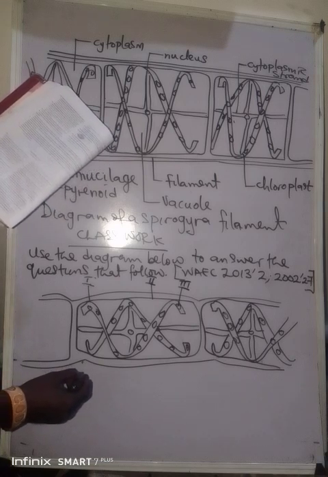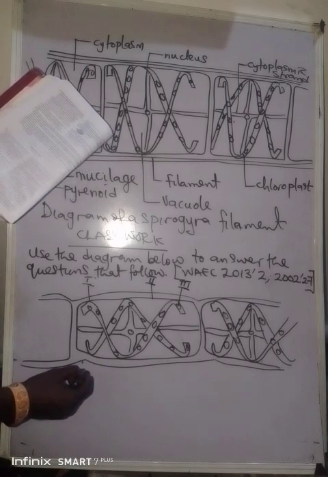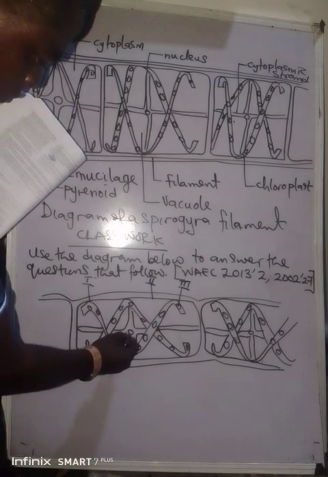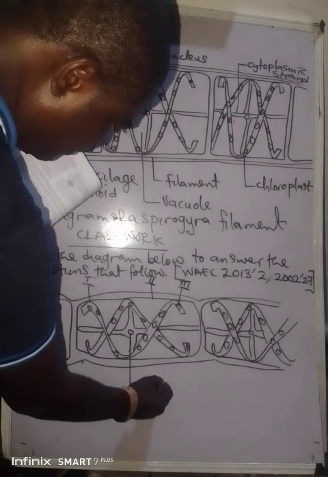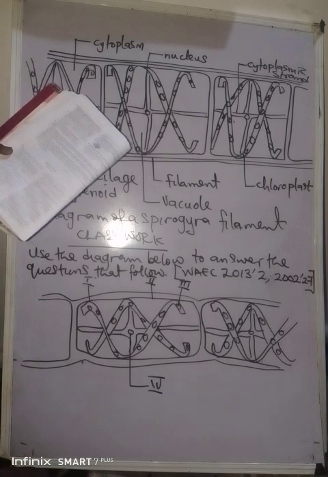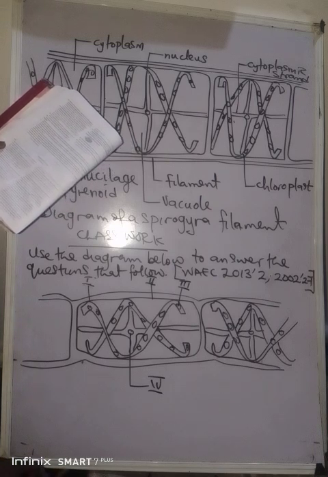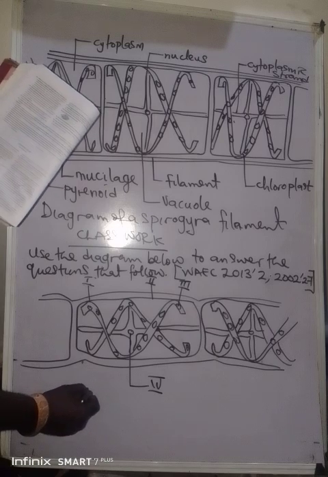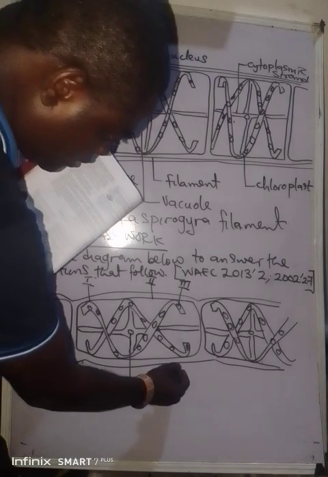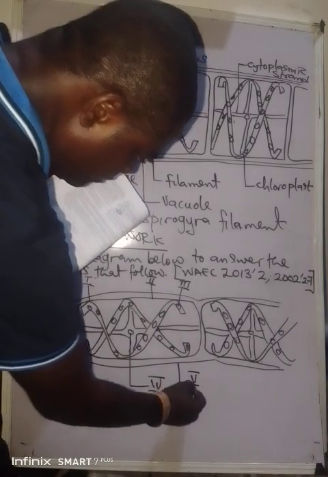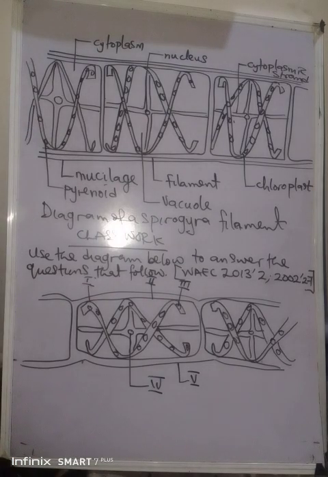The nucleus now is IV. And so this is V. So what are the questions they asked here?